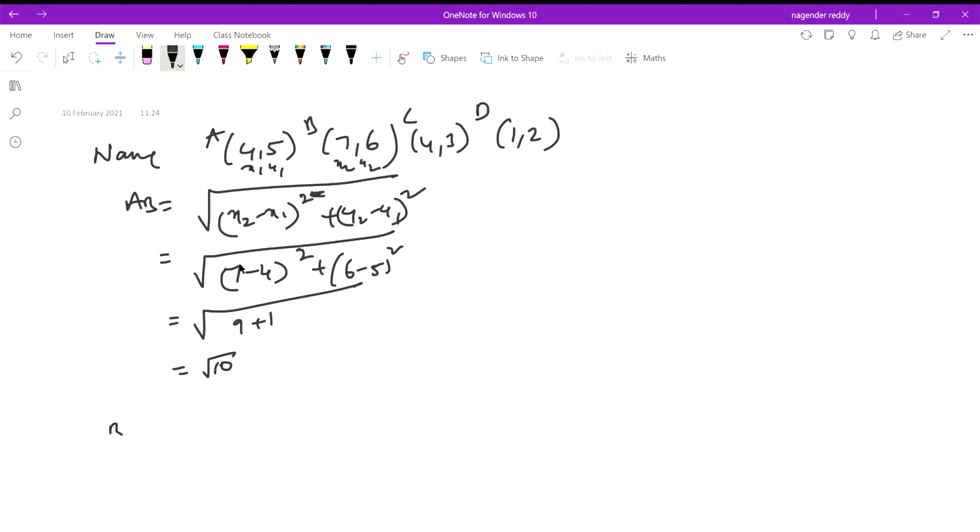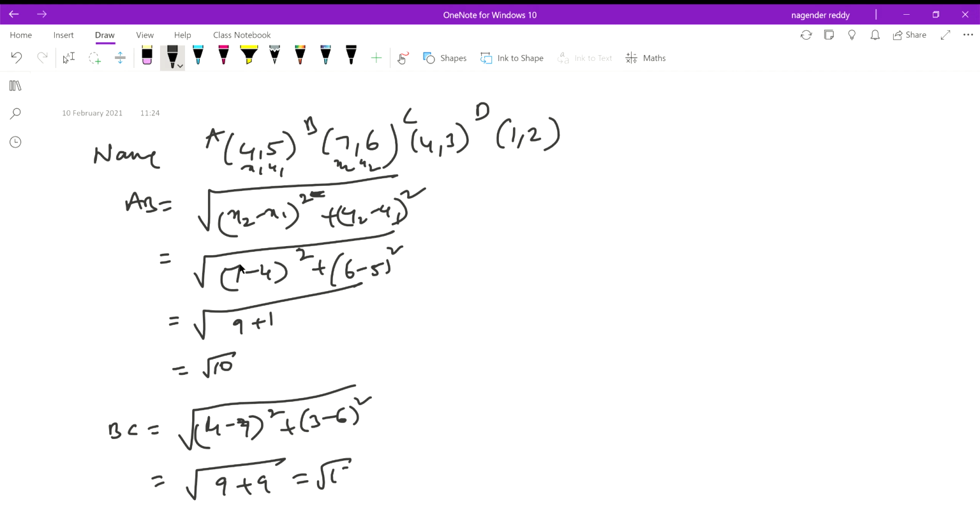And we'll go for BC, under square root of, suppose now this is x1 y1 x2 y2, I am writing directly: 4 minus 7 whole square plus 3 minus 6 whole square, that gives you 3 square is 9 plus another 9, you will get root 18. See, there is no chance of this being a square. It is not a square because all the sides are not equal.